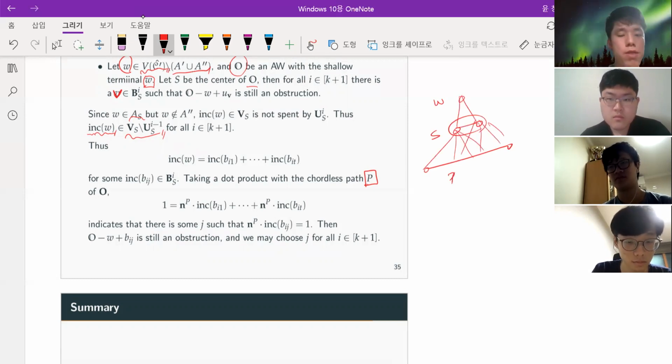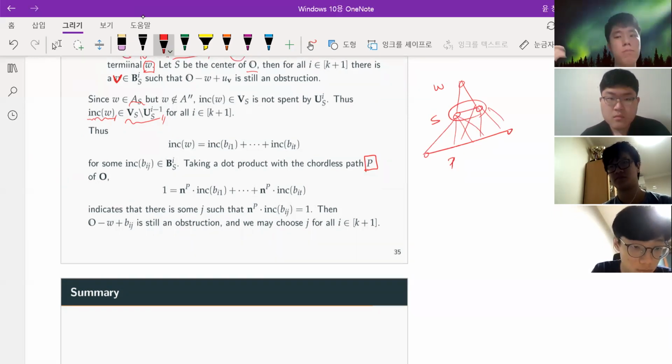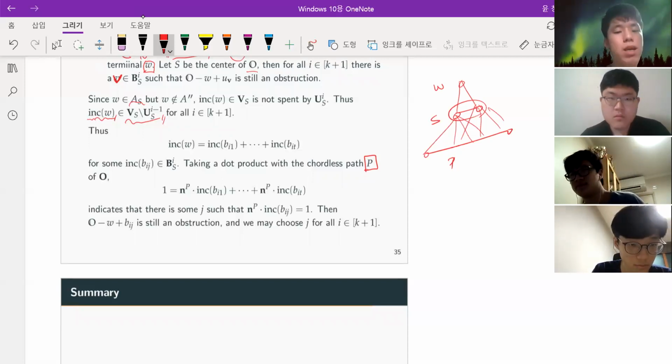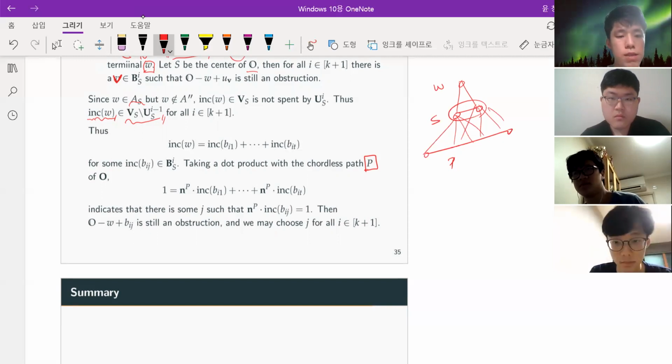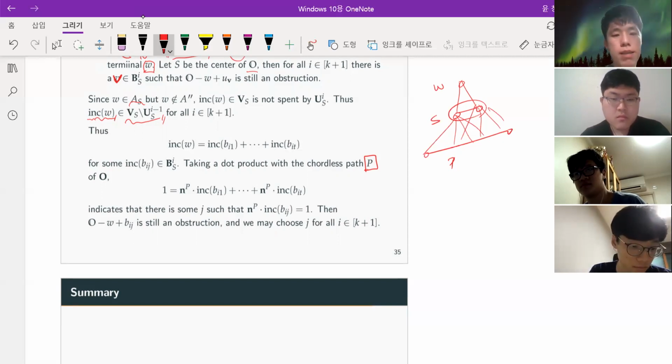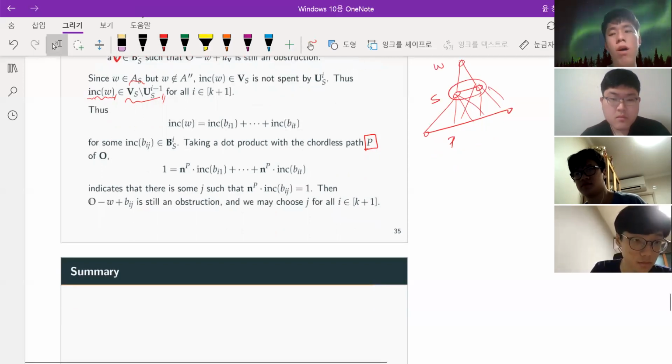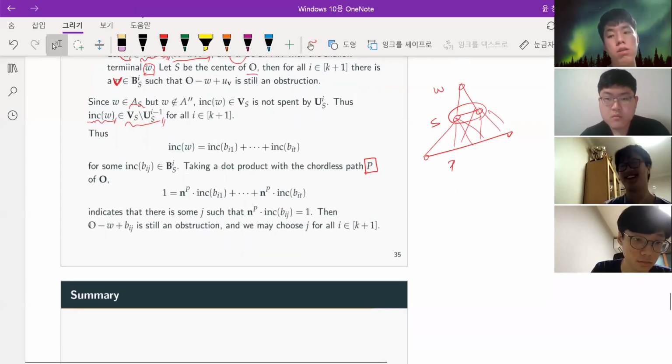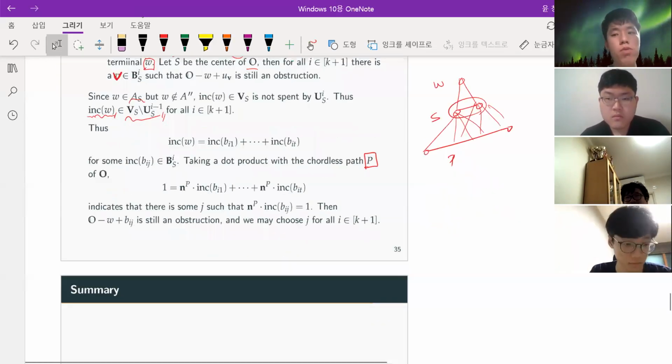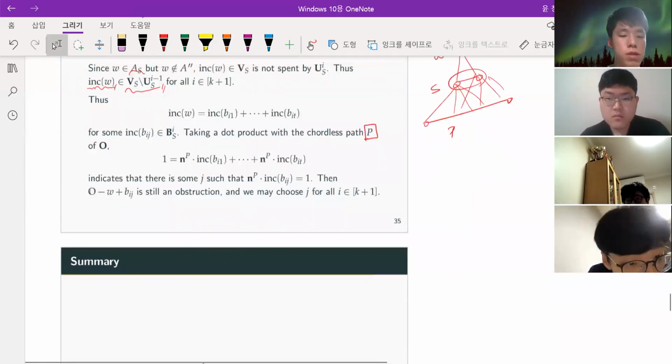So taking a dot product with NP, it remains that 1 equals NP dot inc B_i1 plus, dot dot dot, plus NP dot inc B_it, which indicates there must exist some j such that the dot product of NP with incidence B_ij equals 1. Then O minus W plus B_ij is still an obstruction, and we may choose j for all i in the range of k plus 1. So there are at least k plus 1 alternatives of a shallow terminal.